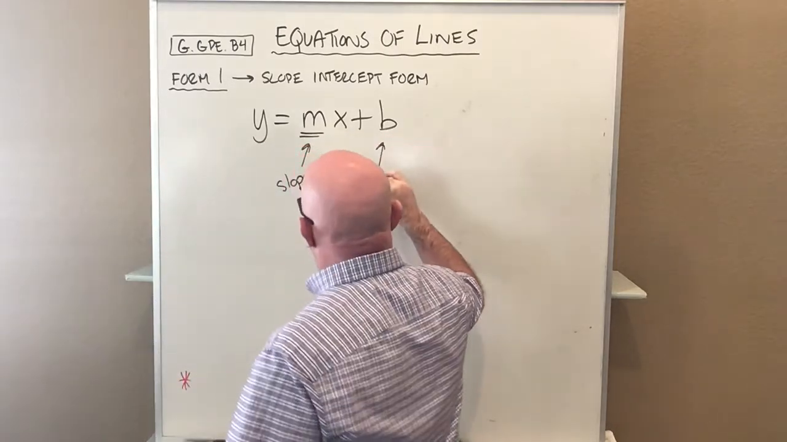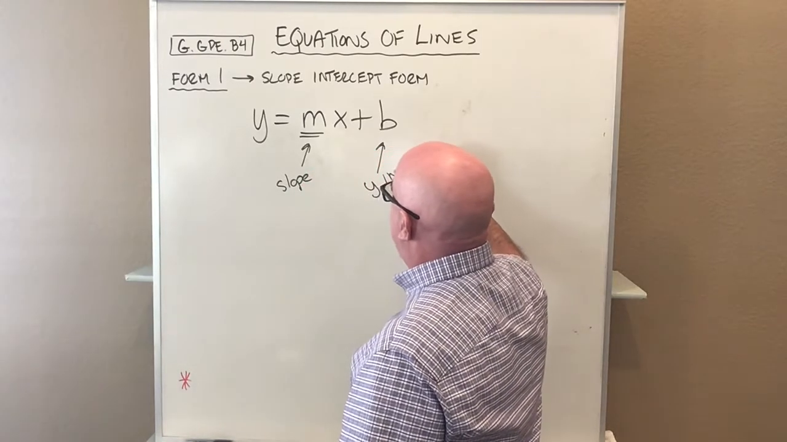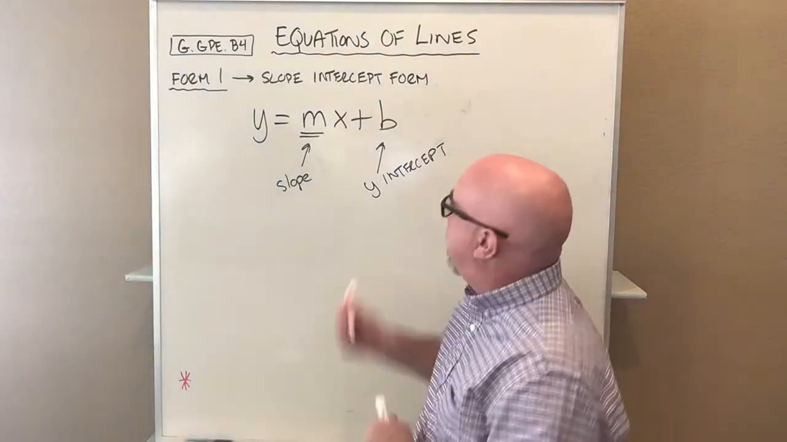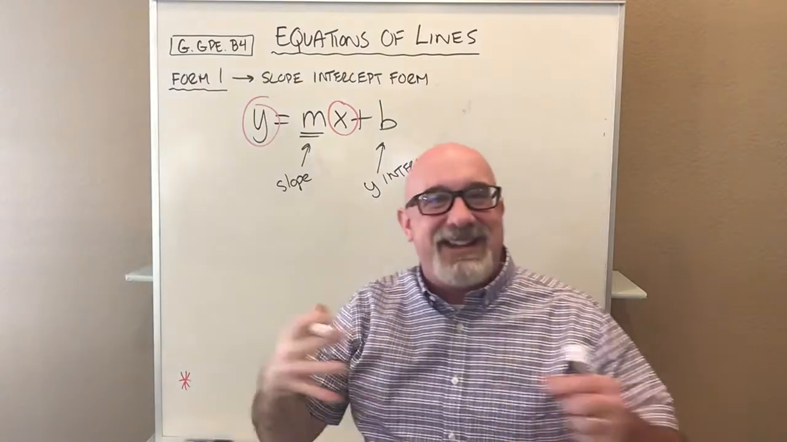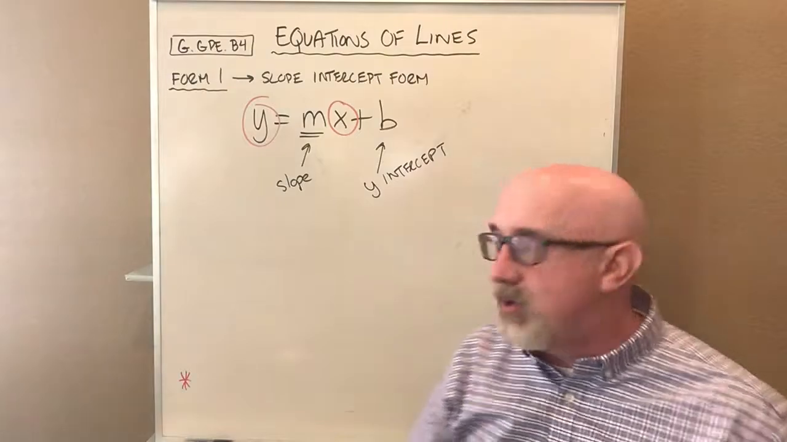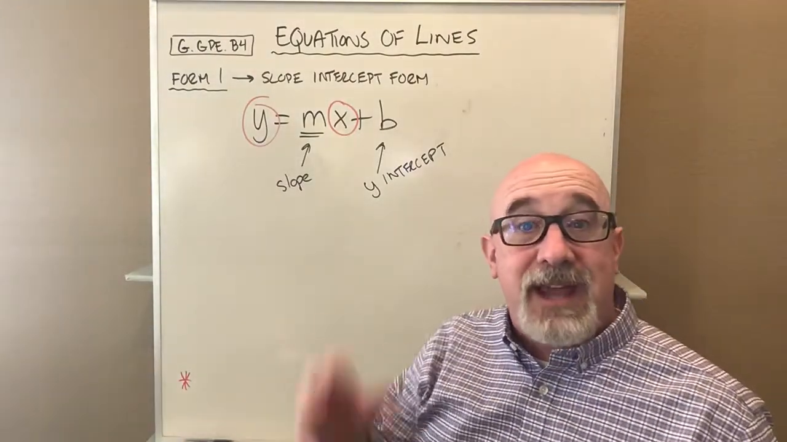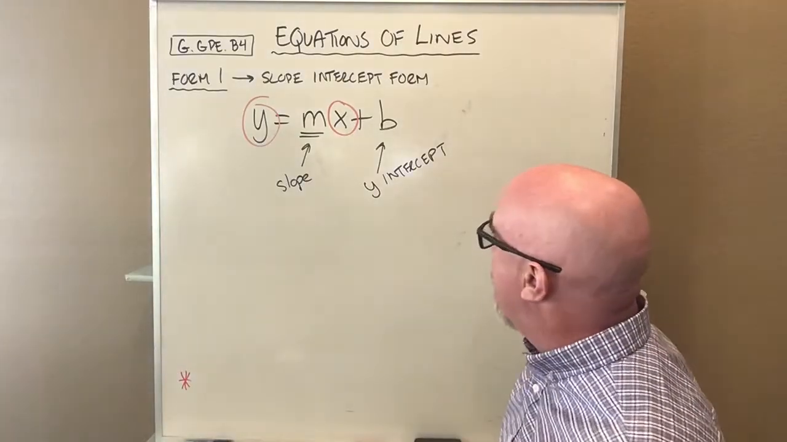B represents our y-intercept. And I think the part that doesn't always get explained is that the x and the y here represent all of the points that exist on that particular line. And so when we're solving for if something is on a line, x and y represent all points on that particular line.